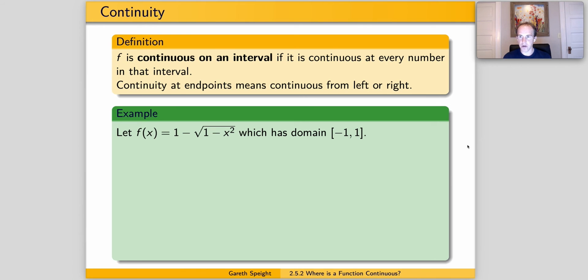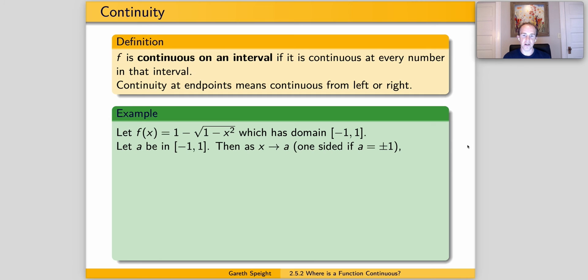Okay, so let's see an example where we prove that a function is continuous on an interval. So here's our function. Let's say f of x is 1 minus the square root of 1 minus x squared. And it has domain the closed interval -1 to 1, right? Because we have a square root, we want to make sure the inside of the square root is non-negative, so we have to restrict to the closed interval -1, 1. And let's try to prove that this function is continuous on the interval from -1 to 1 with closed endpoints.